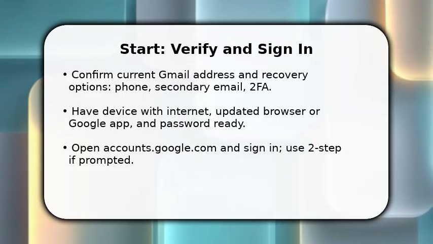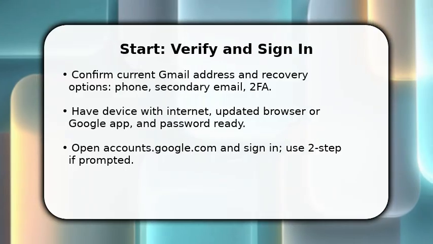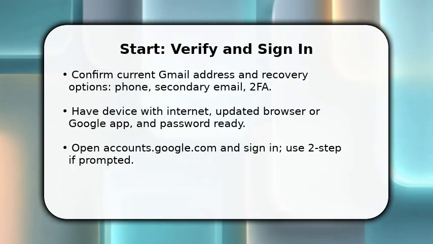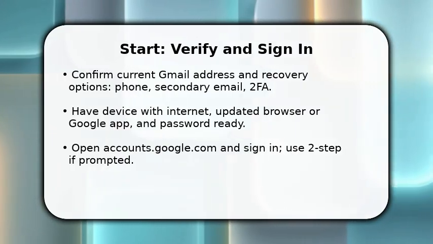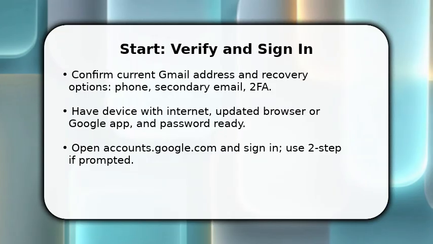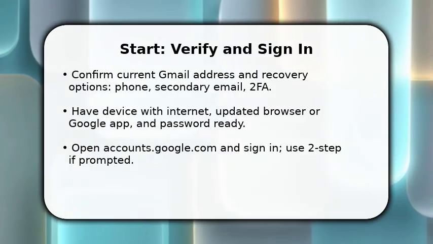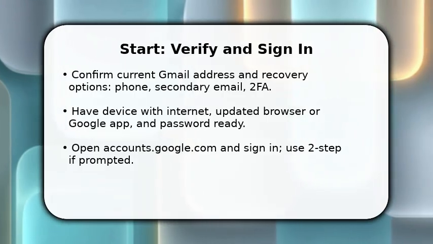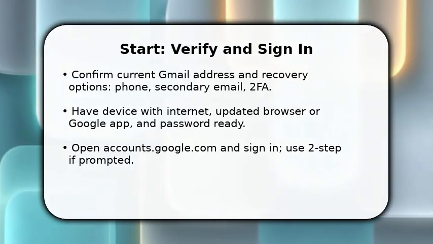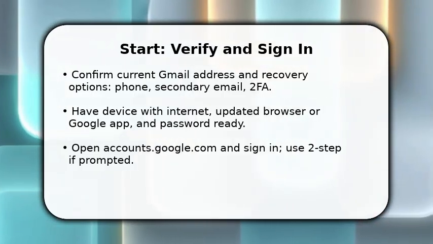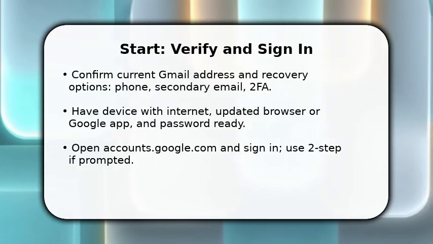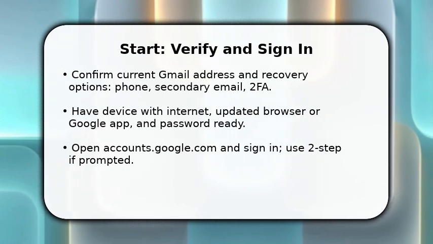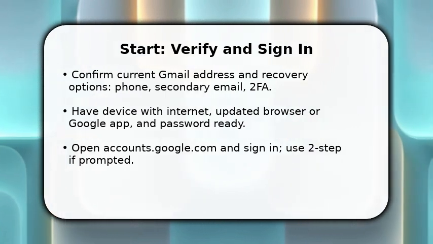You begin by verifying your identity because Google protects accounts. This avoids lockouts later. Sign in and add accounts. Google.com using your current Gmail and password and complete two-step verification if prompted. Make sure your recovery phone or secondary email is accessible. They'll be used to confirm changes. Once signed in, go straight to the personal info section to prepare for address edits or account transfer. This initial verification step prevents interruptions and speeds up the next actions.